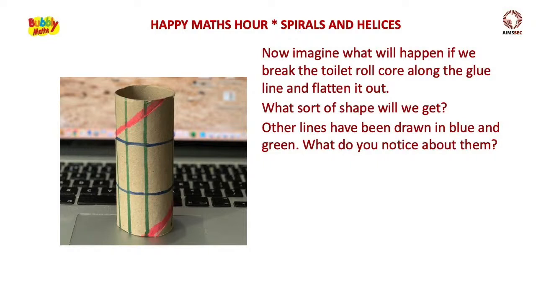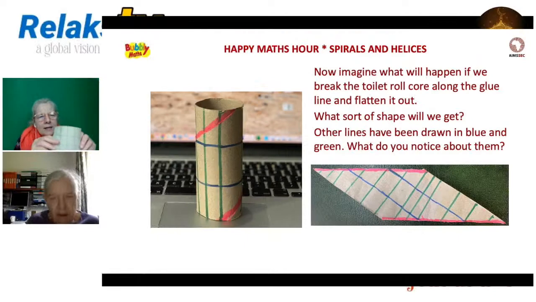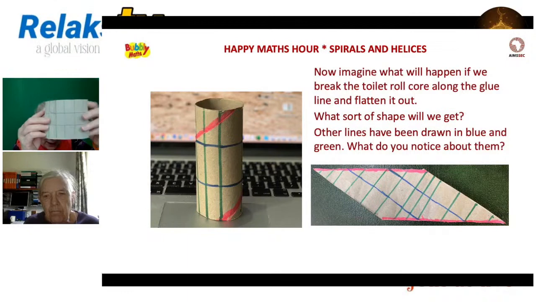Okay, so let's imagine now, this is an exercise in visualization. What sort of shape will we get when we undo that toilet roll along the pink line? That's what it looked like. It was originally a parallelogram, not like the label off a can of beans. This time it was a parallelogram. So this is what it would have looked like if you cut it straight up like the label of a can of beans.